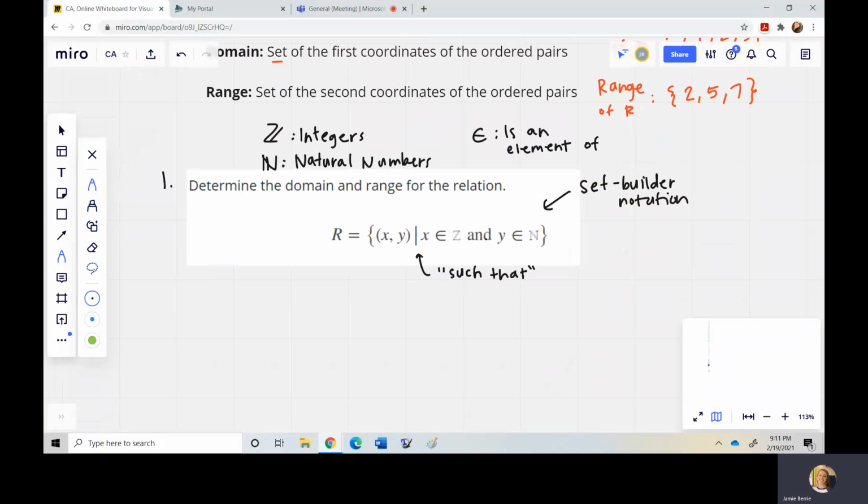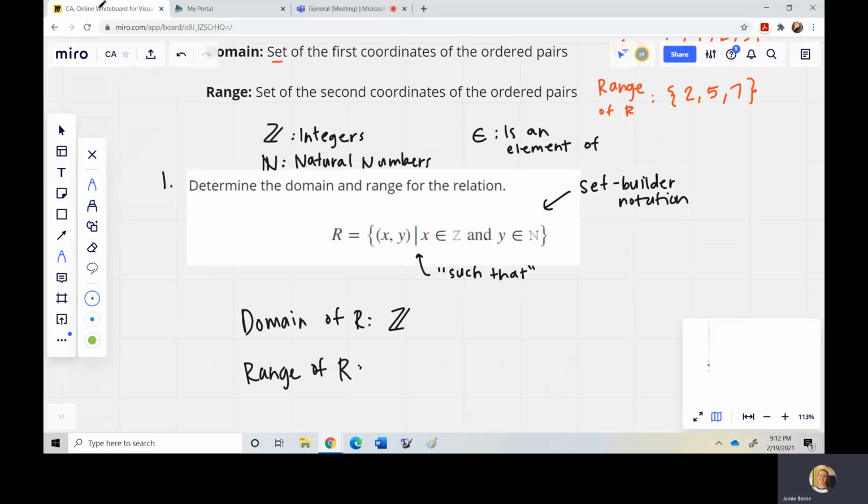So we have the set of ordered pairs (x, y) such that x is an element of the integers and y is an element of the natural numbers. Remember, they're asking us to find the domain of R and the range of R. The first coordinate is our x's, and all of our x's are elements of, or come from, the integers. So the domain of R would be the integers.